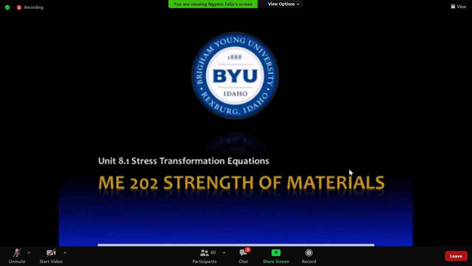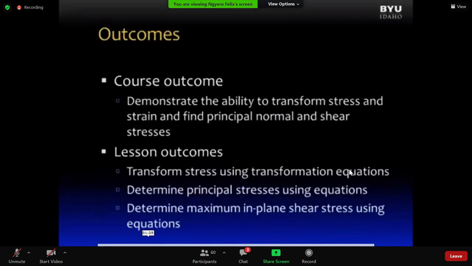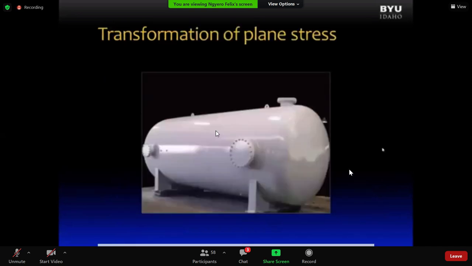Stress transformation equations. In this unit, we will focus on the following course outcome: demonstrate the ability to transform stress and strain and find principal, normal, and shear stresses. In this lesson, we will focus on three outcomes. First, transform stress using the transformation equations. Second, determine the principal stresses using the equations. And third, determine the maximum in-plane shear stress, also using equations.